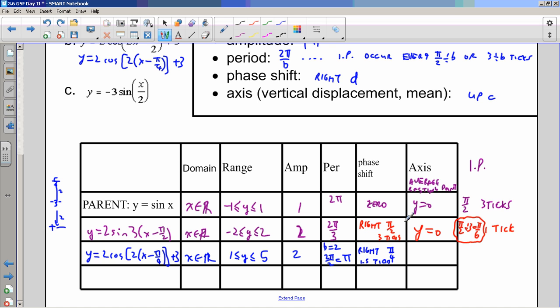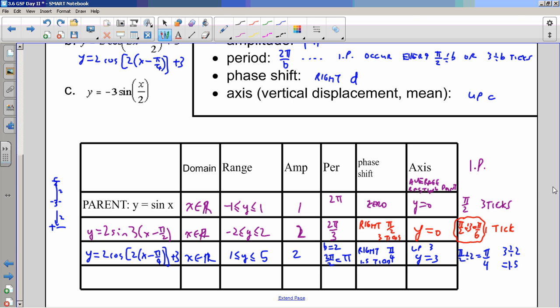What's the axis? The axis has been moved up 3, to y equals 3. Important points: well, the b value is 2, so the important points occur every pi over 2 divided by 2, which is actually pi over 4. And again, I could take my 3 divided by my b value, which is 2, every tick and a half. Every 1.5 ticks, I'm going to get an important point.